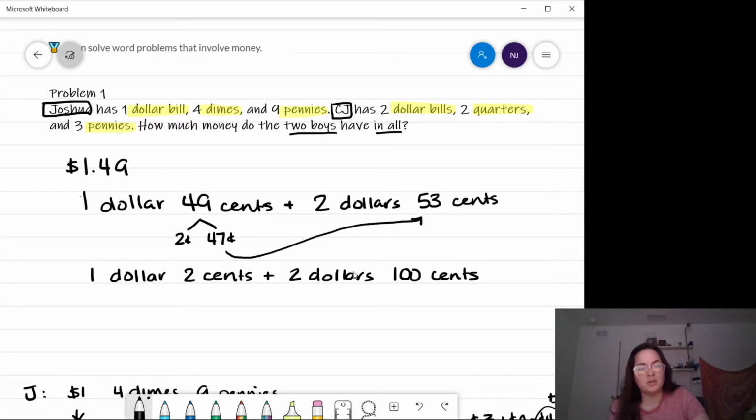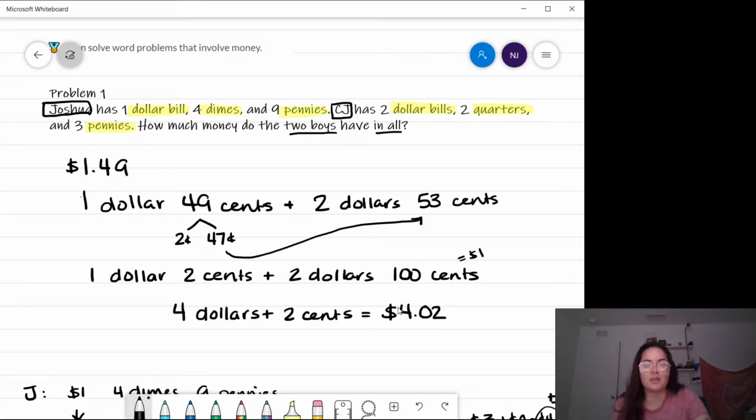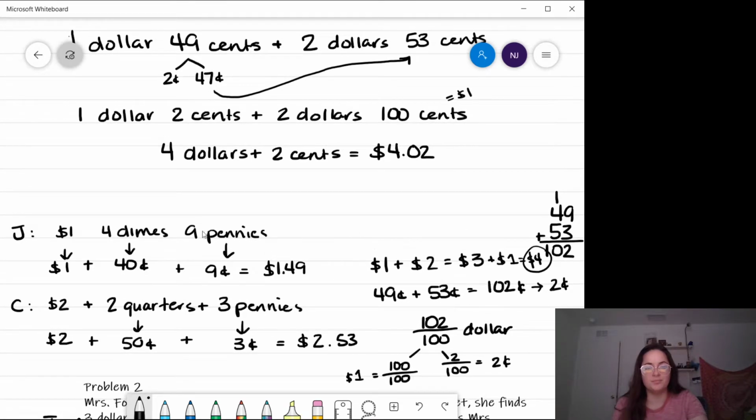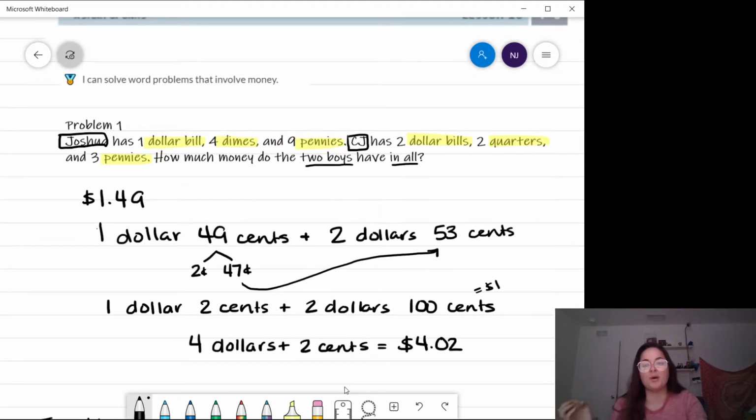So now I'm thinking $1 plus $2, plus my 100 cents, which is like another dollar, because 100 cents is equal to $1. I now have $4 plus 2 cents, which gives me $4.02. So that's just another way of doing it, where you try and make your wholes first, and then add everything together. Whereas this strategy was kind of just adding together your parts first, and then adding those parts together to get a whole.